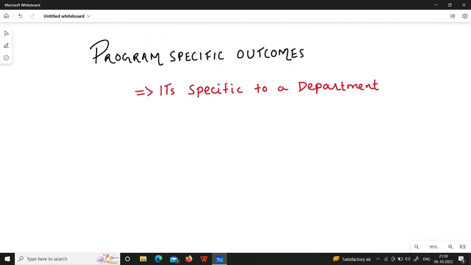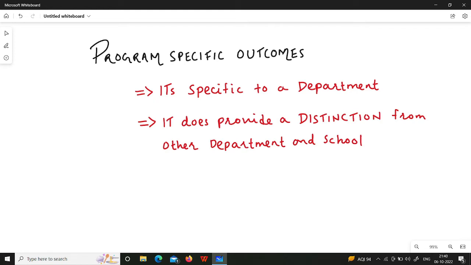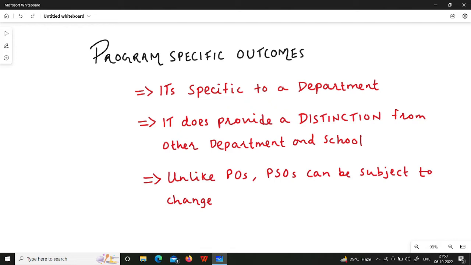Now we will see program specific outcomes. They are specific to a department. They are not common to all the departments. So different departments will have different PSOs. The civil engineering department will have different PSOs, and the mechanical engineering and other branches of engineering will have different PSOs. It does provide a clear-cut distinction from other departments and schools. Unlike POs, PSOs can be subjected to change. Even POs can be subjected to change, but a particular department may not have that much scope to change POs, but they have very much scope to change PSOs.